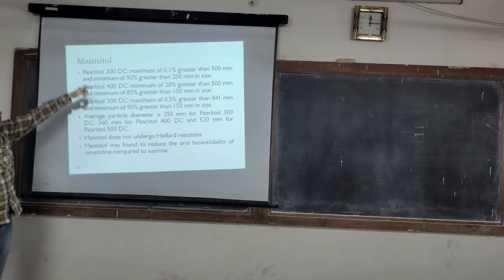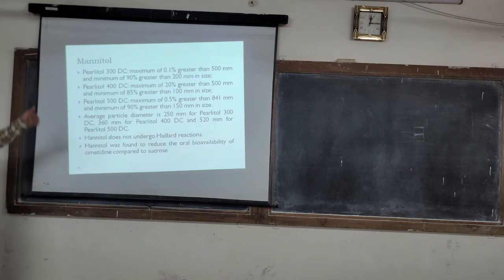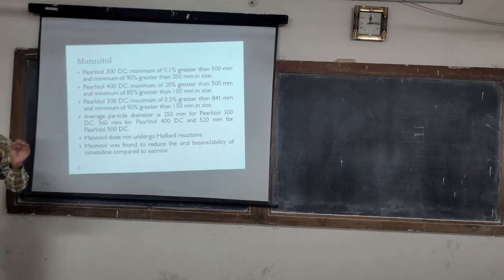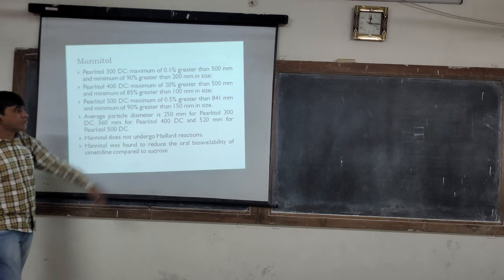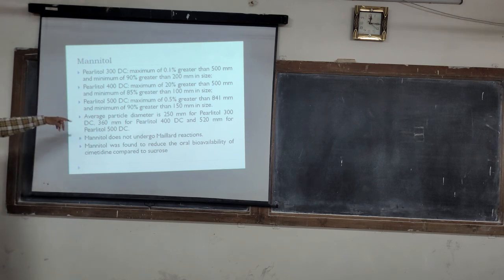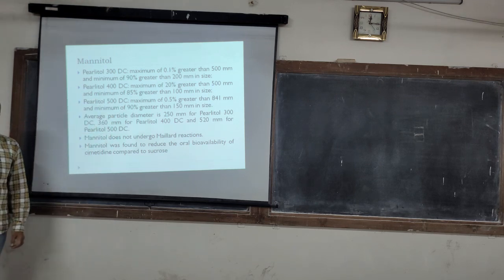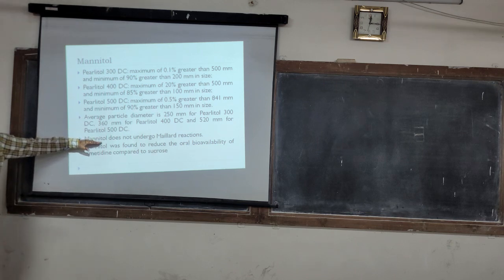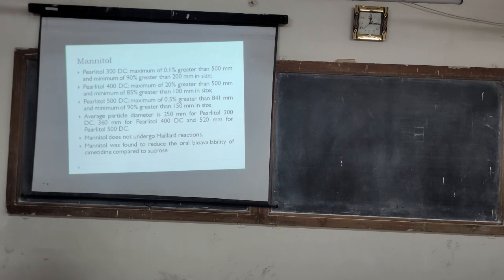Pearlitol 300 DC. It is having maximum 0.1% of particles greater than 500 micrometers and minimum 90% of particles greater than 200 micrometers in size. Pearlitol 400 DC. The DC grade indicates directly compressible. It is having maximum 20% of particles greater than 500 micrometers and minimum 85% are greater than 100 micrometers and so on. So Pearlitol is the most common brand name and it is available in modified forms based on the particle size.